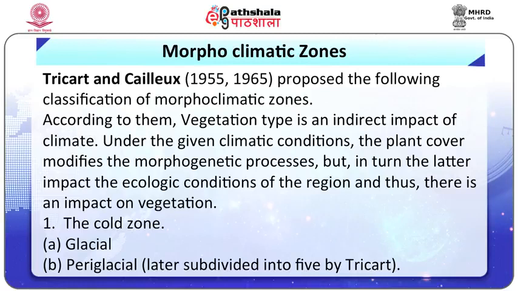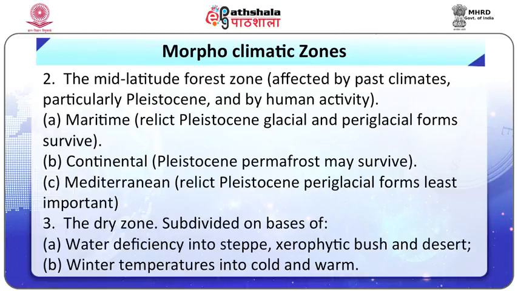First, the cold zone. It includes A. Glacial, B. Periglacial, which was later subdivided into 5 by Tricart. Second, the mid-latitude forest zone, affected by past climates, particularly Pleistocene, and by human activity. It includes A. Maritime, B. Continental, C. Mediterranean.